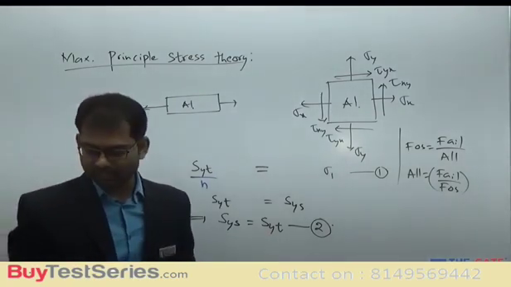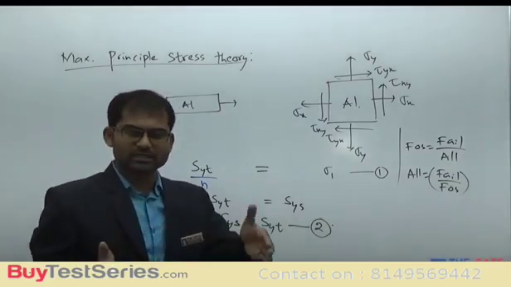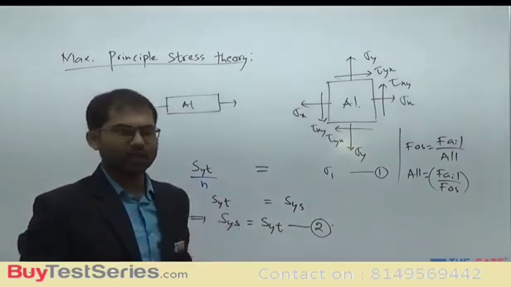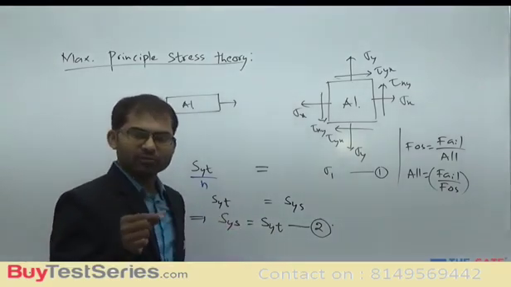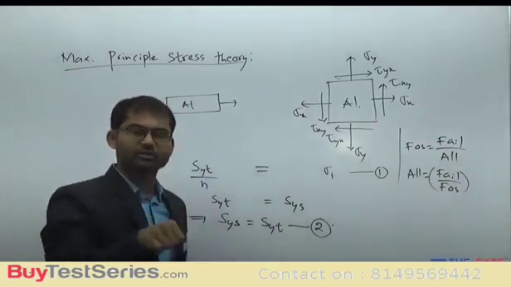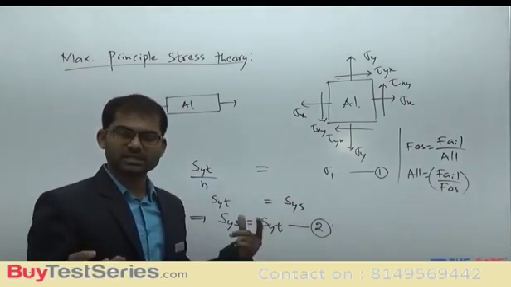That means I take some material and do the tensile testing. I'll find out SYT value. And I'll take the same material and do the shear testing. I'll find out SYS value here. So if those magnitudes are coming as equal, then I can say that this theory of failure is valid only for that material, or for the materials which are actually satisfying the relation.